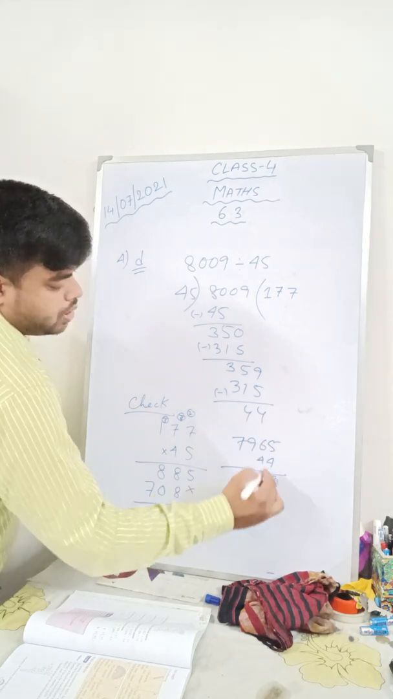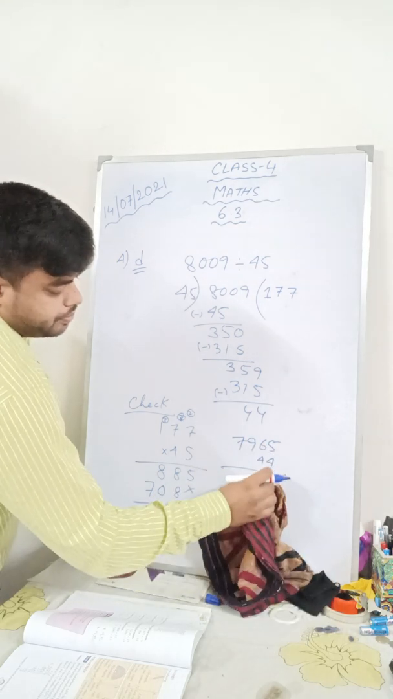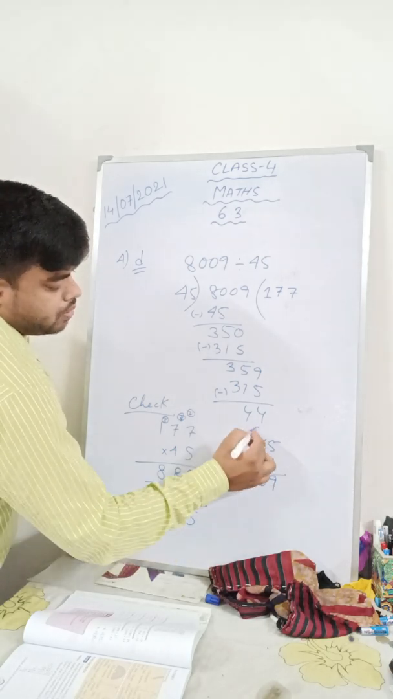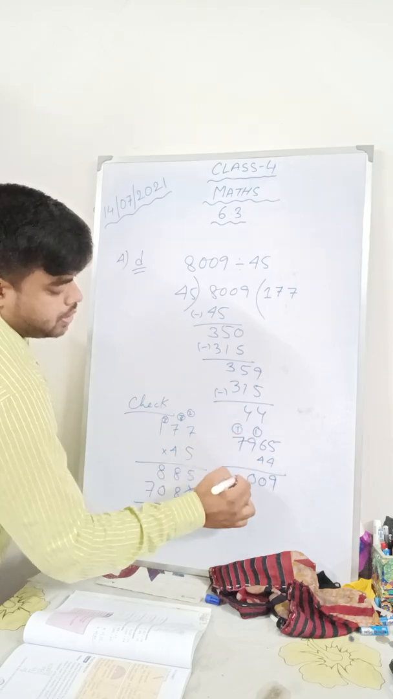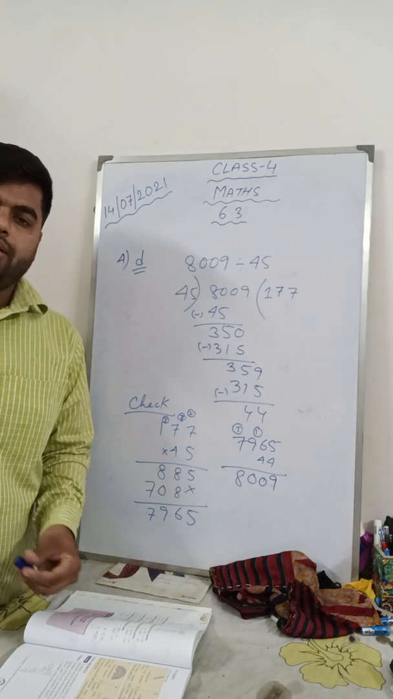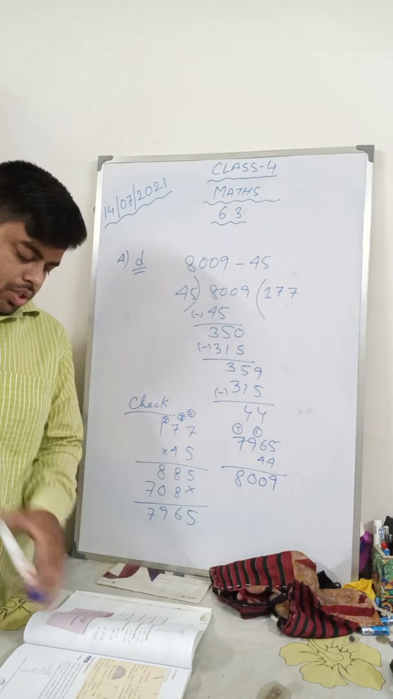5 plus 4, 9, 6 plus 4, 10, 0, 1 in hand, 1 plus 9, 10, 0, 1 in hand, 1 plus 7, 8. Now you see, you got the same dividend. That means your answer is correct. So I hope all of you have understood.